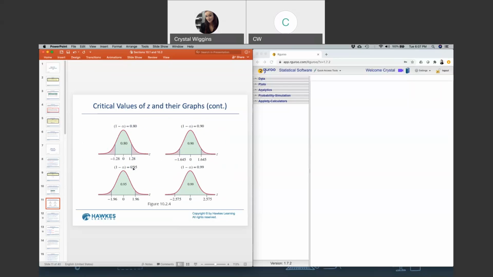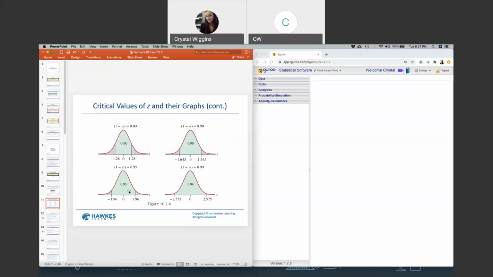For Z, all 80% confidence intervals, the critical value is 1.28. And for all 90% confidence intervals using a Z distribution, the critical value is 1.645. Be careful, Hawk's Learning usually likes you to round to 2 decimals, so you will have to round that to 1.65.